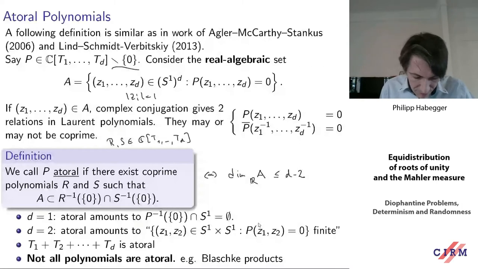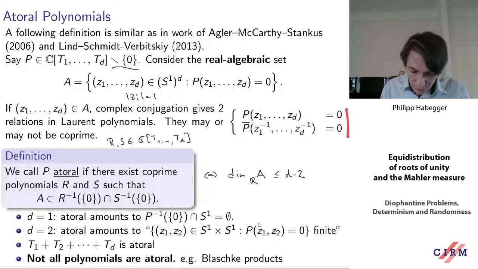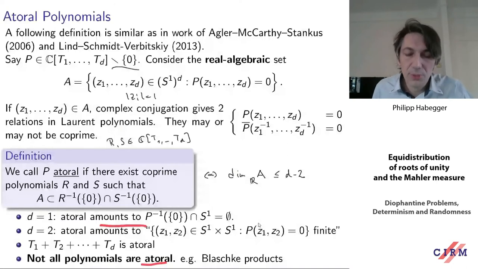But for example, this linear polynomial t1 plus t2, et cetera, plus td is atoral because you can cook up two coprime polynomials using this kind of relation here. So not all polynomials are atoral, even in D equals 2. For D equals 1, there are obviously cases. In D equals 2, you can look, for example, at Blaschke products.